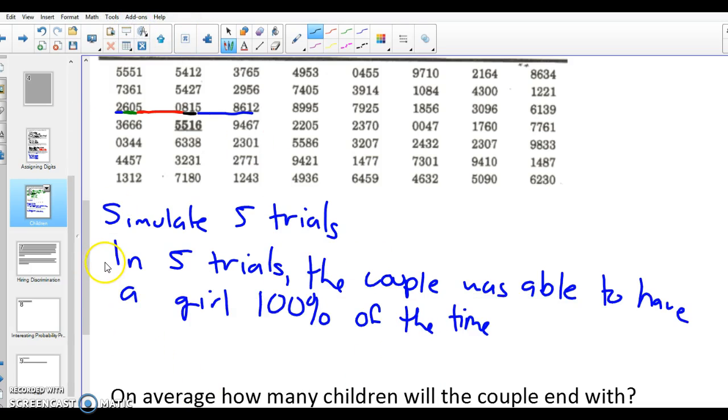Okay, and then after I do my simulations, I'm going to make my conclusion statement. So in my 5 trials, the couple was able to have a girl 100% of the time. Okay, if it was only 4 out of 5, then I would say that happened 80% of the time.